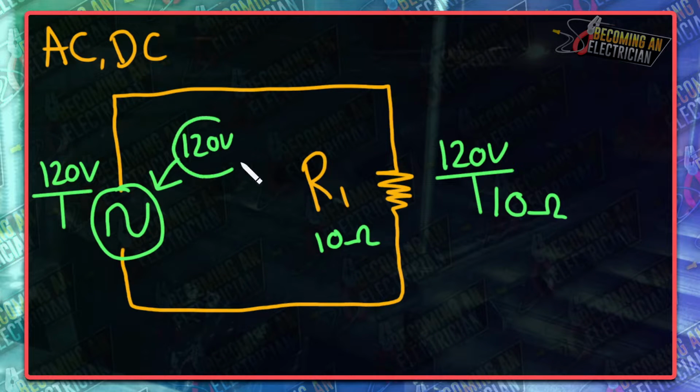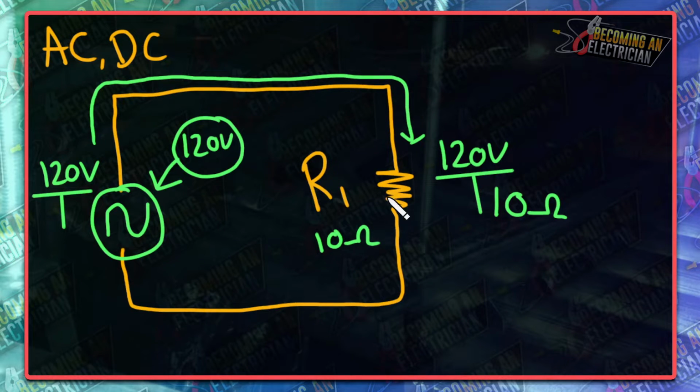Okay, so this is where we're at. On our main, we have 120 volts. The main is like the power source. So our power would be going like this, right? And then our resistor, and again, this line right here is the hot, and this line right here is the neutral.